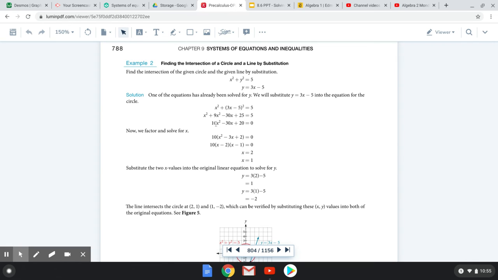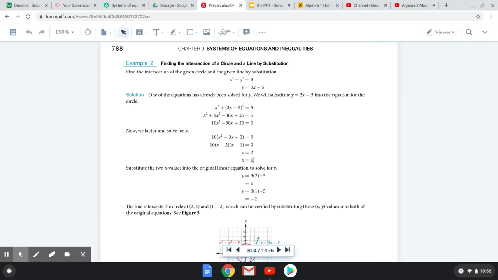We can see that there is a factor of 10 in each of these, so we can factor out the 10. And that gives us this. And then we just go ahead and factor like normal, and we end up with x minus 2, x minus 1. Multiplies to 2, adds to negative 3. And then setting each of these equal to 0, we get that x is 2 and x is 1.